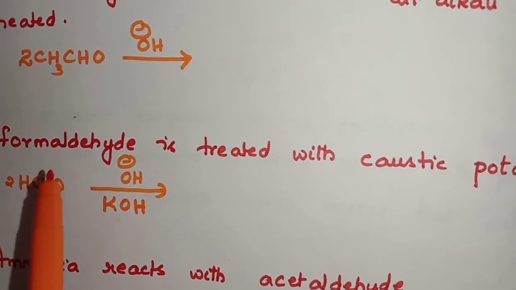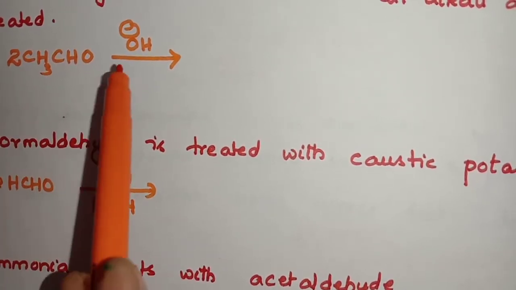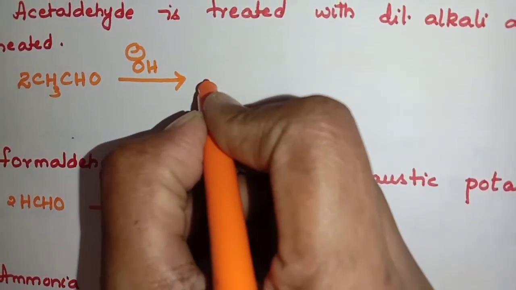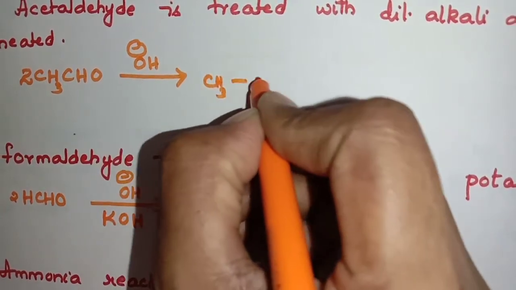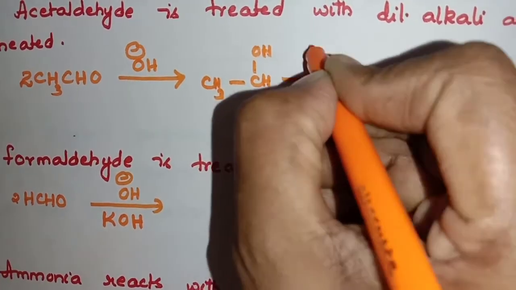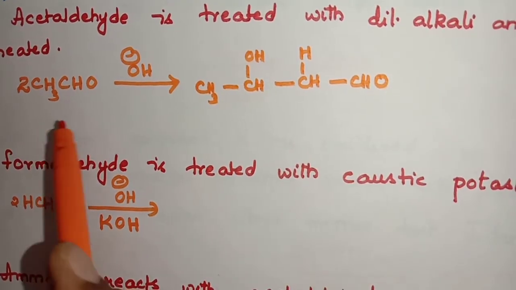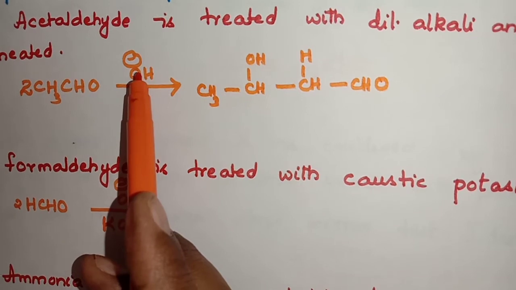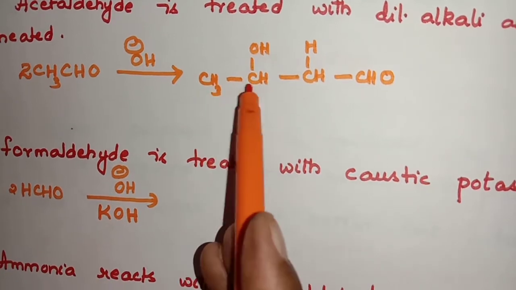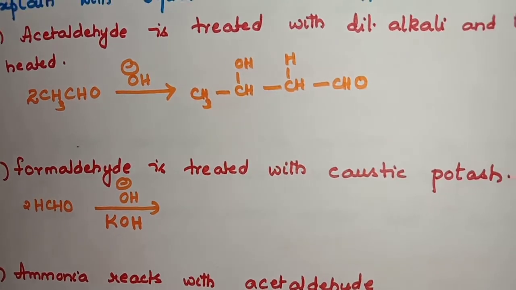I have written here: two molecules of acetaldehyde undergo condensation in the presence of a dilute base, forming CH3CHOHCH2CHO. So when two molecules of acetaldehyde condense with one another in the presence of a base, we get this product. This is called beta hydroxy butyraldehyde. This is the compound obtained when acetaldehyde is treated with a base.